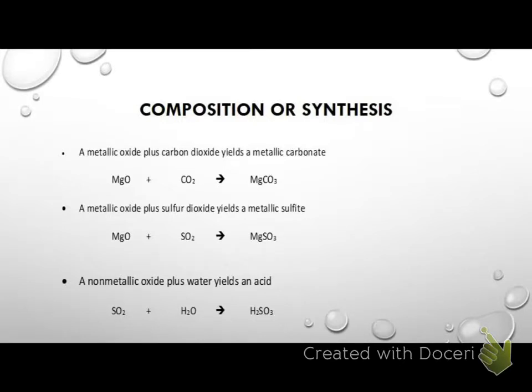Metal oxide plus carbon dioxide will make a metal carbonate. A metal oxide plus sulfur dioxide will give us a metal sulfite, and then a non-metallic oxide plus water will give us an acid. Okay, so now on your left side activity for this synthesis reaction, you have some practice ones, and I just want you to practice predicting them and then balancing them. But I am going to do a couple examples for you.